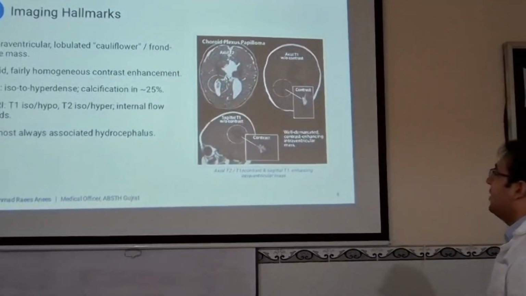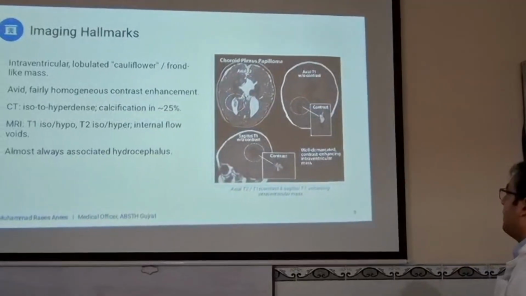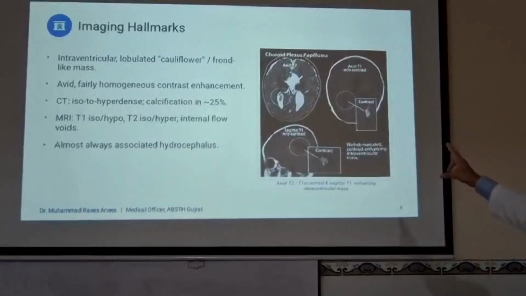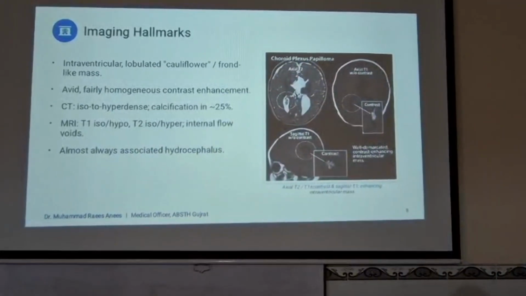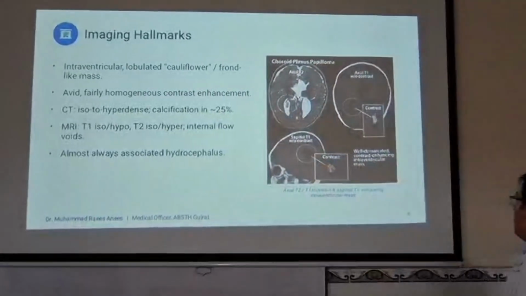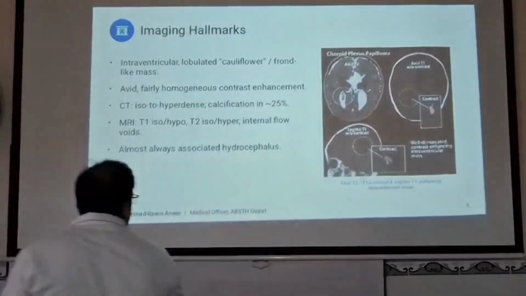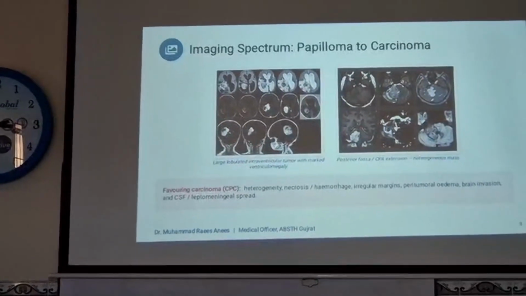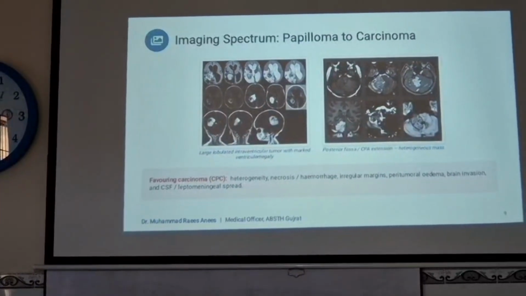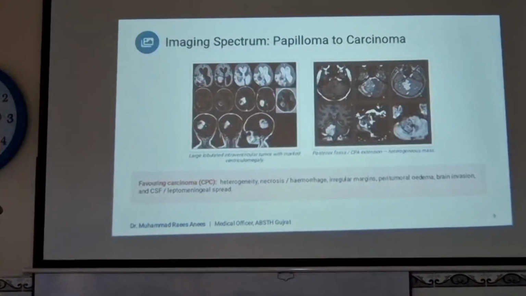Basically, these show fairly homogeneous contrast enhancement, and on MRI T1 it is mostly iso to hypointense, and on T2 it is iso to hyperintense. You can also appreciate some internal flow voids, which show the blood supply of these tumors. These are always associated with hydrocephalus. Imaging spectrum, papilloma to carcinoma: heterogeneity, necrosis, hemorrhage, irregular margin, peritumoral edema, and brain invasion.